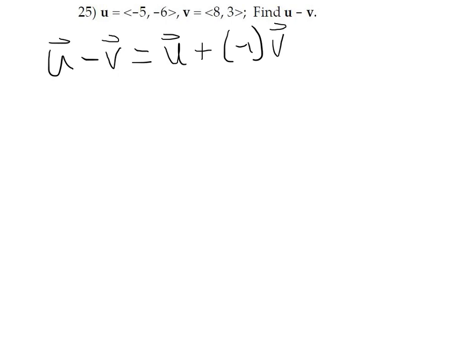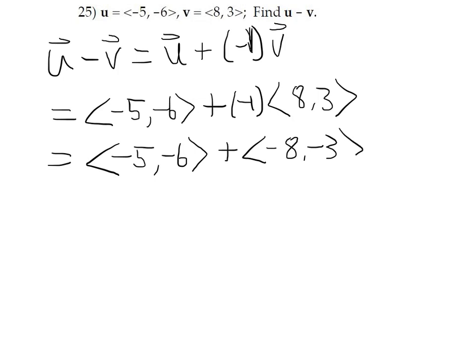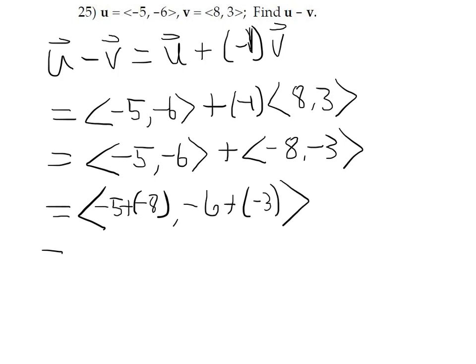Now I can do an addition. The negative 1 will be distributed into the vector v. So this would look like the vector negative 5 comma negative 6, that's u, plus negative 1 times the vector v, which is 8 comma 3. And we distribute the negative 1 and we have negative 5 comma negative 6 plus vector negative 8 comma negative 3. Now we can do additions. Negative 5 plus negative 8 for the x component and negative 6 plus negative 3 for the y component. So we end up with negative 13 comma negative 9.